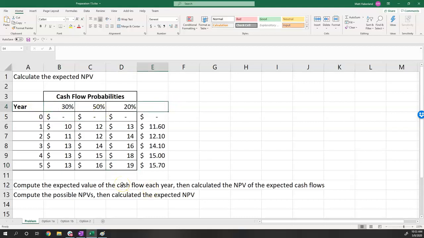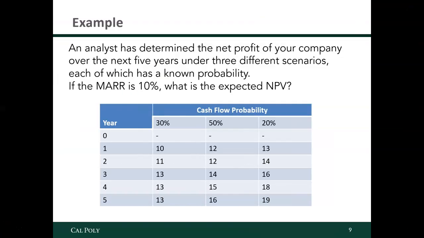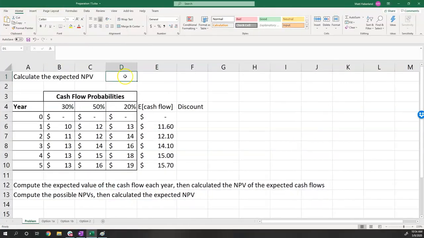So this is the expected cash flow, and we can compute the net present value of that. So let's get our discount factor. The discount factors in our case are, we have a 6% interest rate, I think. Maybe it's 10%. 10% is the interest rate. So the interest rate is 0.1.